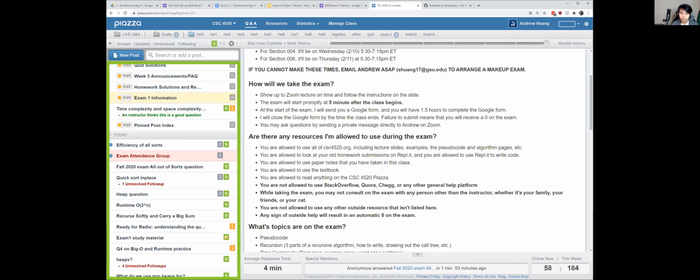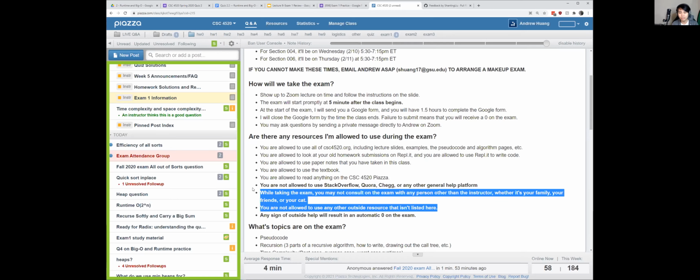Okay. Instructions on how to take the exam, resources that you're allowed to use and not allowed to use. Again, you're allowed to use the course website. You're allowed to use your old homework submissions and use Replit to write code. You're allowed to use notes. You're allowed to use the textbook. You're allowed to read anything on the Piazza, but you're not allowed to use Google, Quora, Chegg. You're not allowed to use other people or your cat. And you can't use any other resources that I have not explicitly listed here.